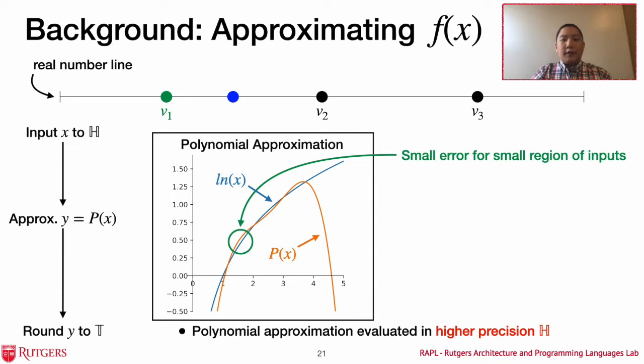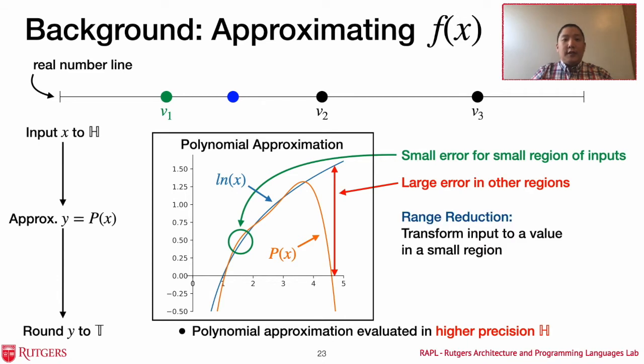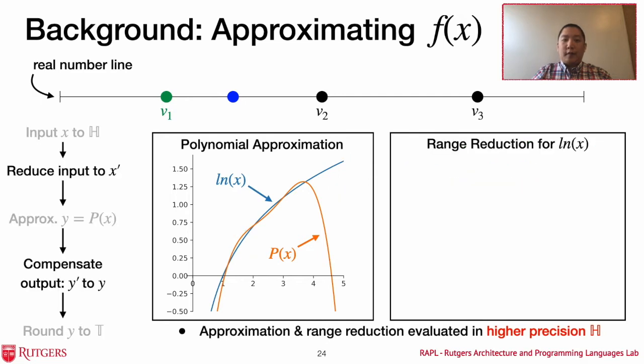As you can see from this graph, polynomial approximations can approximate a small region of inputs with relatively high accuracy. But outside of this small region, the error increases significantly. So math library functions typically utilize what is known as range reduction to transform any arbitrary input to a value in this small region to increase the accuracy of the polynomial approximation. Let me show you an example of range reduction using natural log of x.